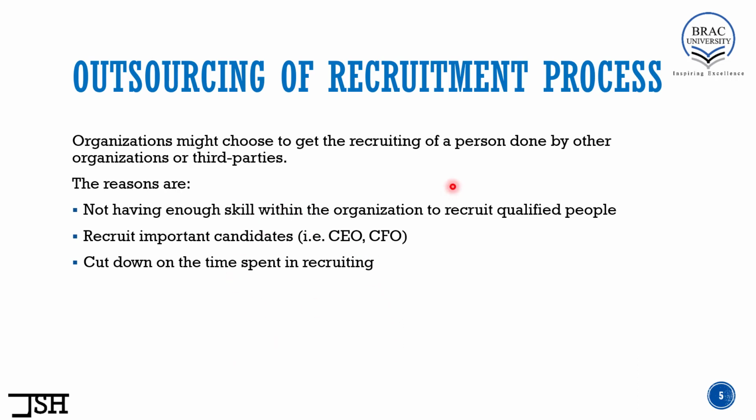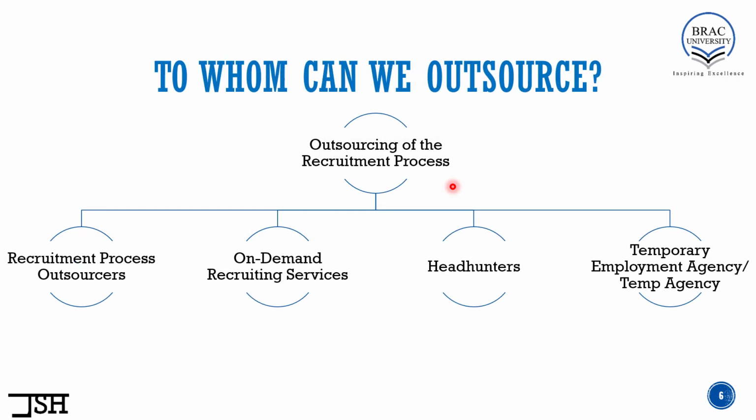So we have learned what outsourcing of the recruitment process is. Now, to whom can we outsource? What are the different types of companies we can outsource to? When we are outsourcing our recruitment process, these are some of the different types of companies to whom we can outsource the task of recruitment. Number one, we have recruitment process outsourcers. Then we have on-demand recruiting services, then headhunters, and finally temporary employment agencies, also known as temp agencies. We are going to look at each of these points one by one.